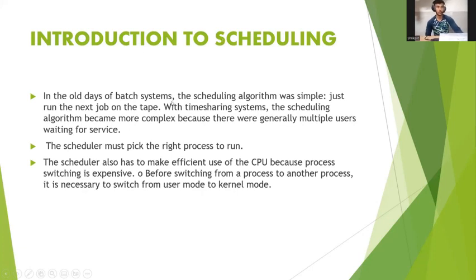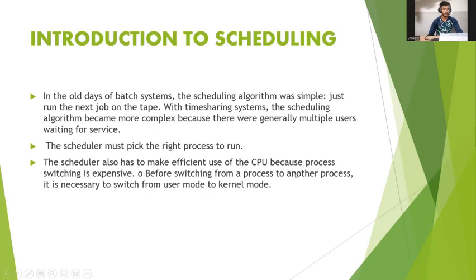Introduction to scheduling. In the old days of batch systems, the scheduling algorithm was simple: just run the next job on the tape. With time sharing systems, the scheduling algorithm became more complex because there were generally multiple users waiting for service. The scheduler must pick the right process to run. The scheduler also has to make efficient use of the CPU because process switching is expensive.